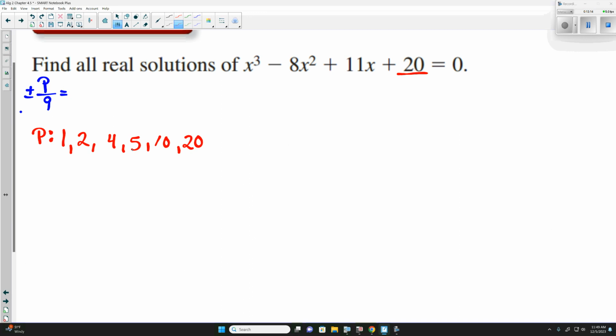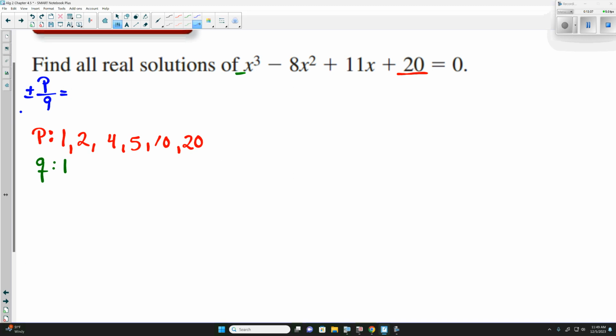So that's all of our factors of the constant term. Now we need the factors of the leading coefficient, the number in front of the variable with the biggest exponent. 1. Well, all the factors of 1 are 1. It's just 1.